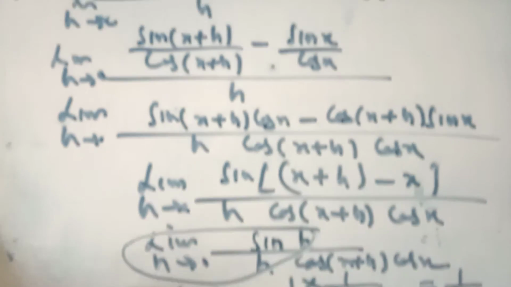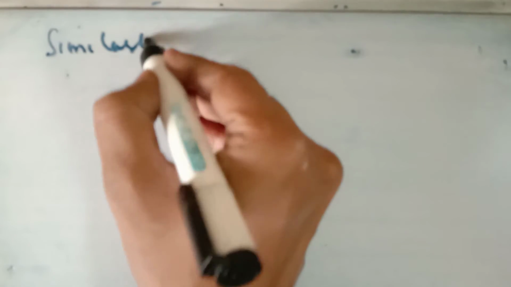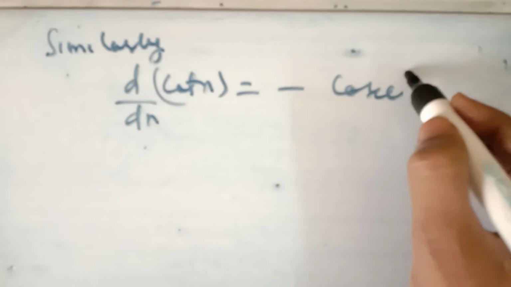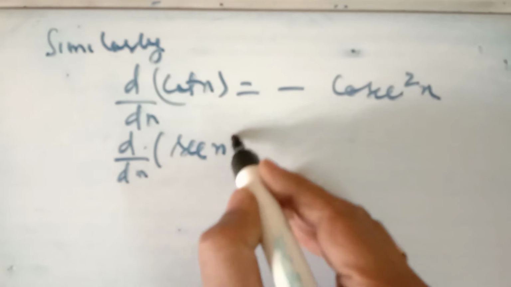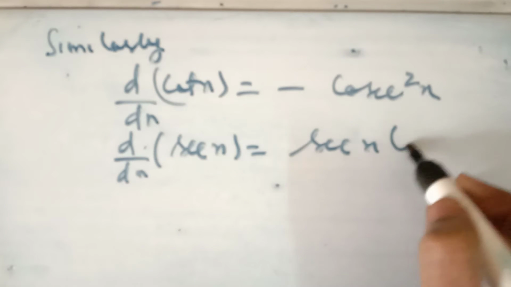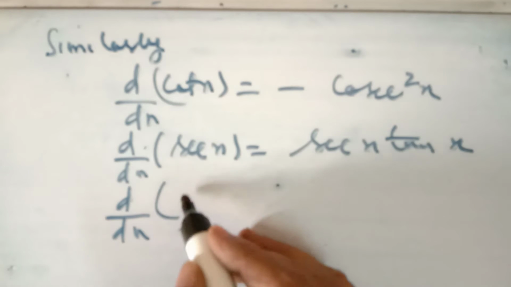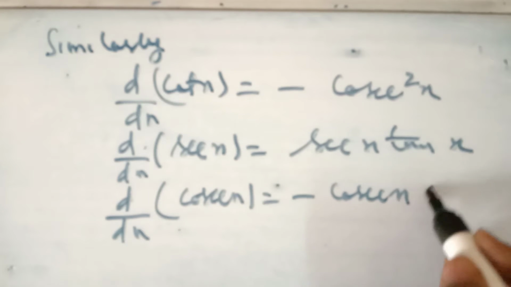So like this you can find the derivatives of sec x, cosec x and cot x. Similarly, you try yourself. Derivative of cot x will be equal to minus cosec squared x, or you find it yourself. Derivative of sec x will be equal to sec x into tan x. You will find this from the first principle. And derivative of cosec x will be equal to minus cosec x into cot x.